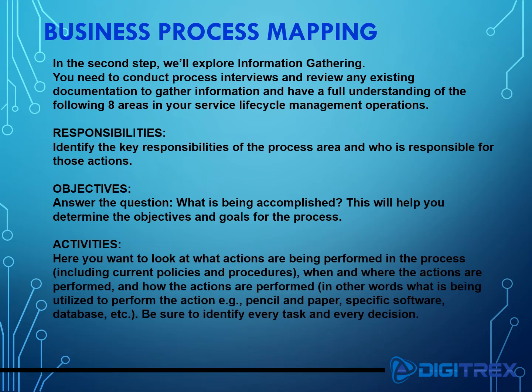Activities. Here you want to look at what actions are being performed in the process, including current policies and procedures. When and where the actions are performed, and how the actions are performed. In other words, what is being utilized to perform this action, for example, pencil, paper, specific software, database, etc. Be sure to identify every task and every decision.